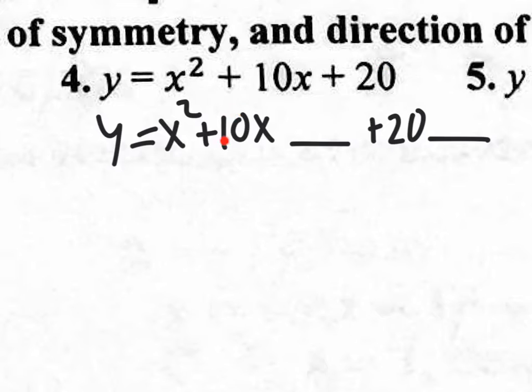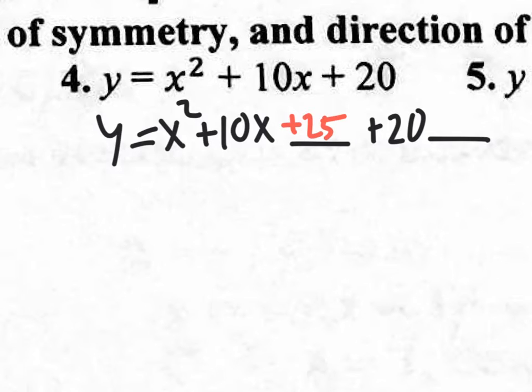Let's take half of 10 and square it to find that perfect c value, okay? So half of 10 is 5. 5 squared is 25. Let's put plus 25. Now, think about what just happened here. I have an equation. Here's my equal sign. Y equals all this stuff. What did I just do? I added 25 to the right side of the equation.